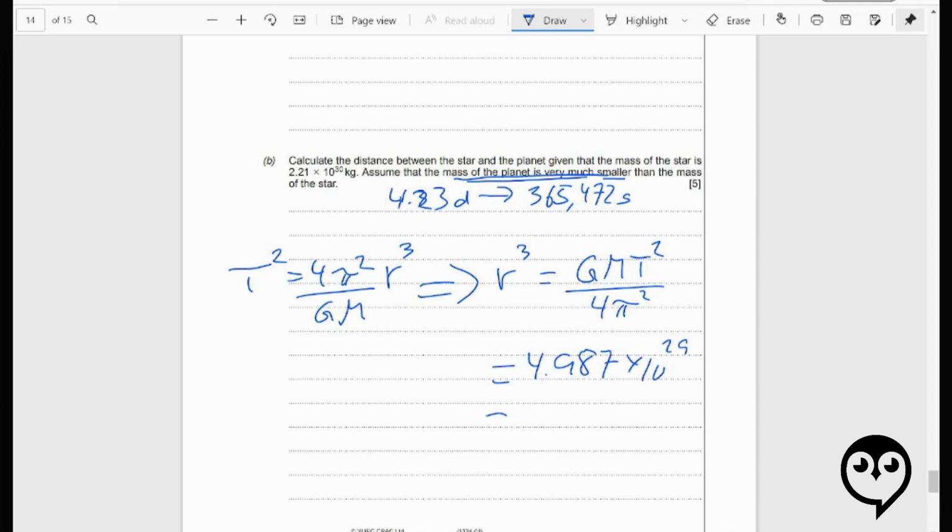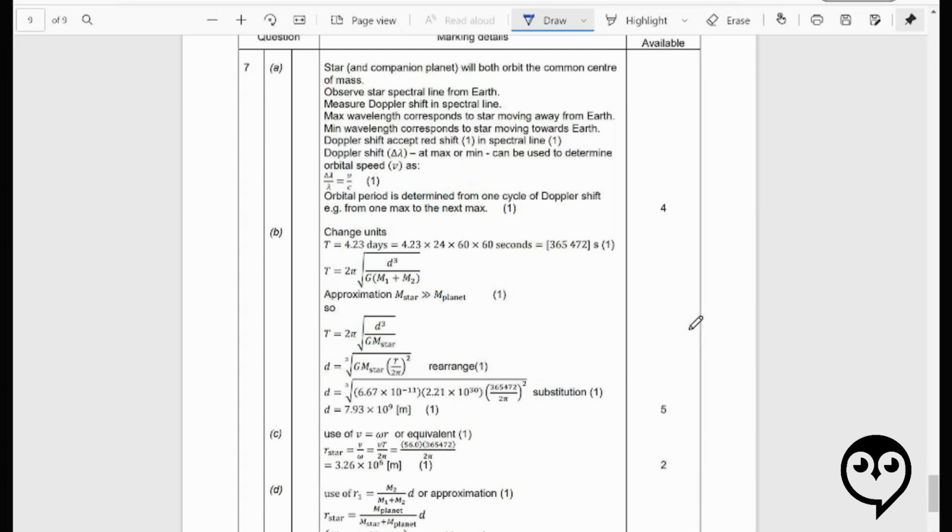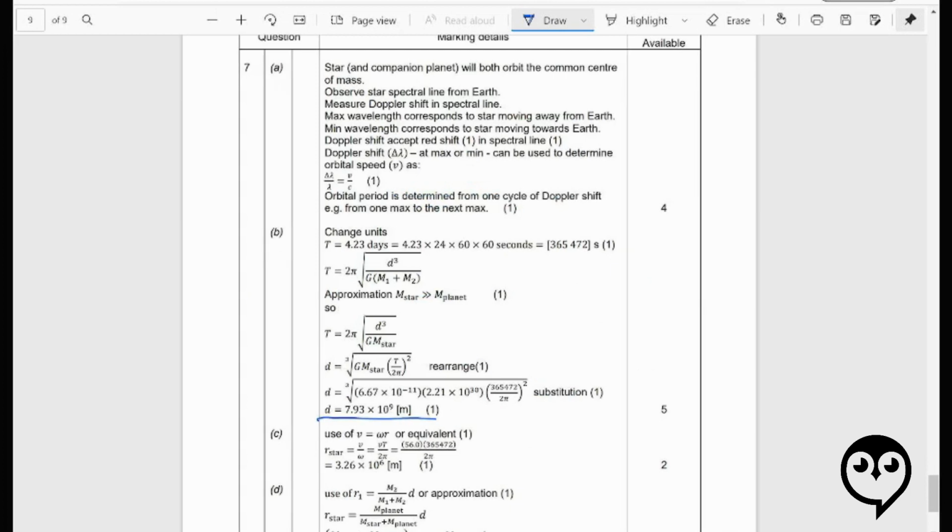I know students might be inclined to put the wrong exponent there out of force of habit. Okay, and I get 7.93 times 10 to the 9 meters. 7.93 times 10 to the 9. Right, so it's a 5 marker. 1 mark for changing your time into seconds. 1 mark for talking about the approximation. Okay.